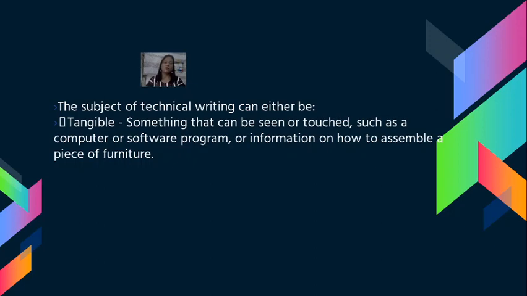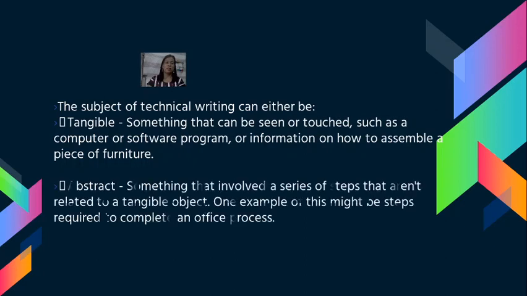And for us to design or to make something, the instructions should be clearly stated. Okay, so that means it is tangible. Then abstract, something that involves a series of steps that aren't related to a tangible object. One example of this might be steps required to complete an office process. Okay, so abstract. You cannot see it, but the whole thing is there. You can actually read and then analyze the things that you need to do. So abstract.